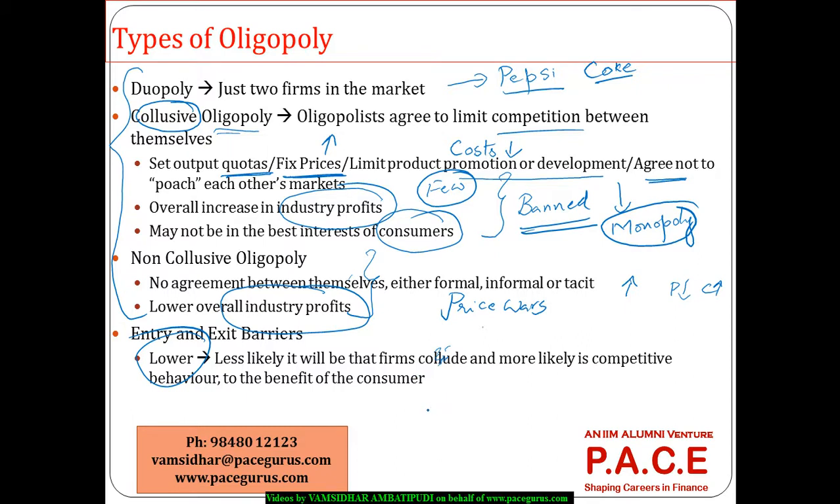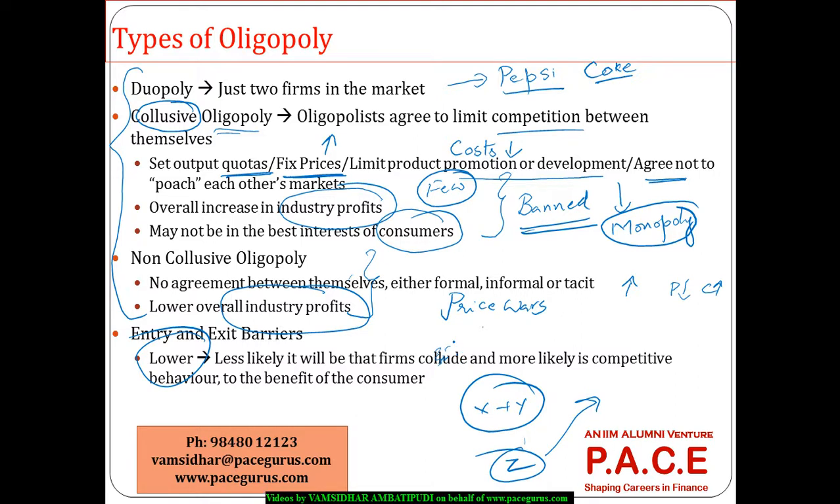Because if the barriers are much lower, tomorrow even if X and Y collude with each other, there could be a Z who can enter and who can eat away the business. So there is a competition that is going to prevail. But if I say, no, it is very difficult for Z to enter into the business at all, so only X and Y will be the only players in that business, at least for some decent period of time, then there is a very high chance of collusive behavior between X and Y.